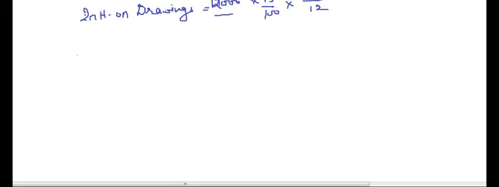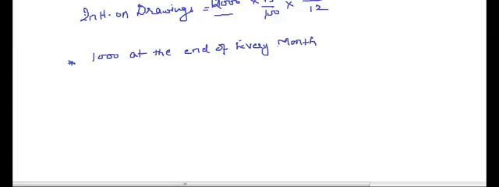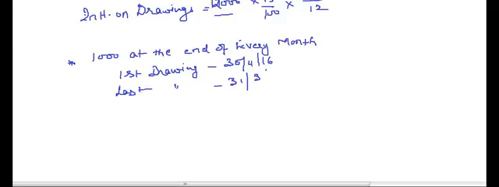Now next I will say that money withdrawn, he is withdrawing 1000 at the end of every month. Now earlier it was in the beginning of every month, now it is the end of every month. So the first drawing will be on, when will be the first drawing? If he is withdrawing at the end of every month, the first drawing will be on 30th of April 16, and the last drawing on 31st of March. Clear?